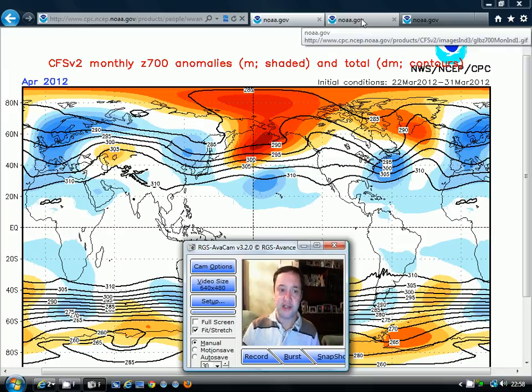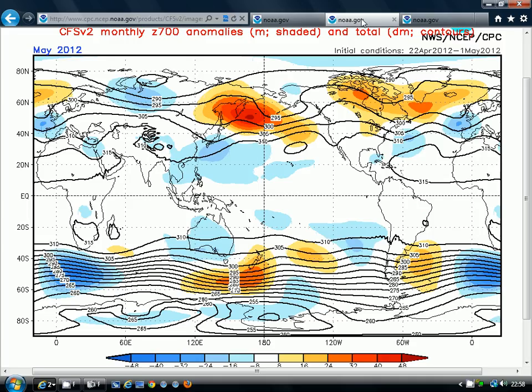So let's go on now and have a look at the prediction from CFS version 2 for May. Let's see what the prediction is for the 700 millibar height anomaly chart for May, and this is the prediction from the CFS version 2 model.